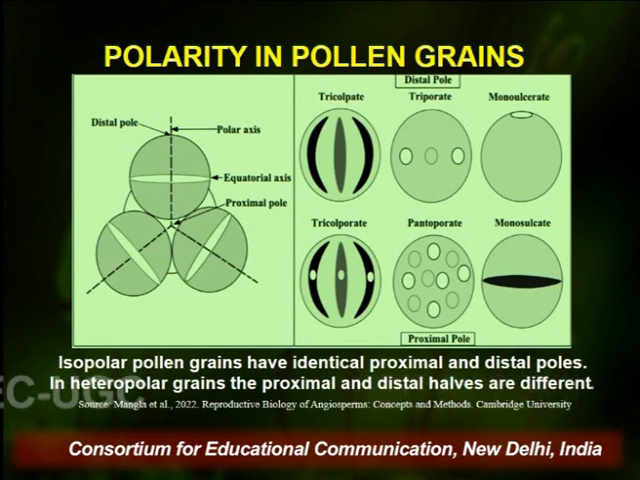You can see panporate, tricolpate, tricolporate, that is, there is a colpus as well as a pore. Then you can see the apertures are present all over the surface of the pollen grains. So, it is important to understand the morphology of the pollen grains, and this study of the morphology of pollen grains is also called palynology. Right. And then another important aspect of pollen morphology is the pollen wall.